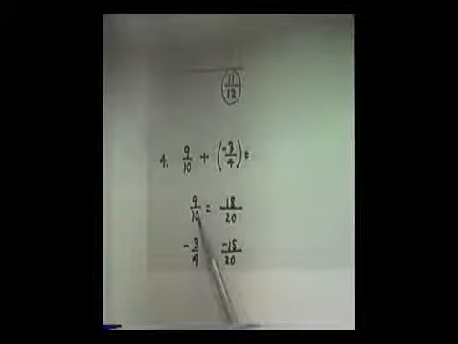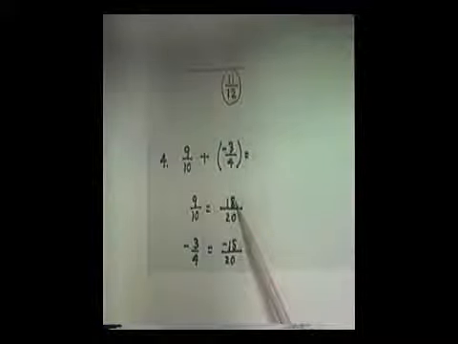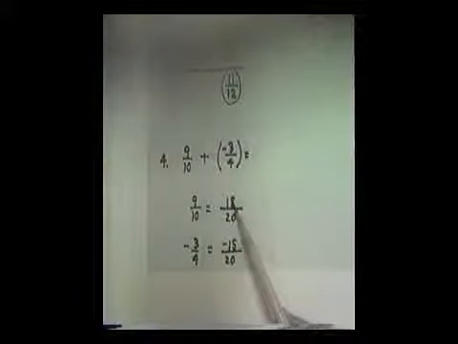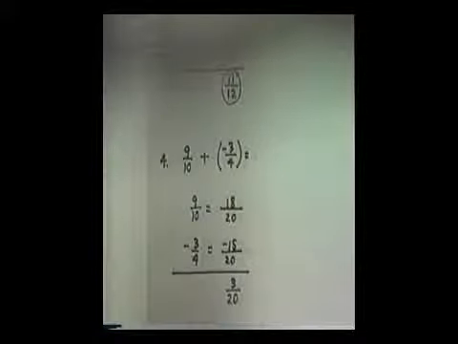9/10 plus -3/4. 9/10 becomes 18 20ths. -3/4 becomes -15 20ths. Now we can tell that 18 is greater in absolute value than -15. 18's absolute value is 18, -15's absolute value is 15, and since 18 is greater than 15, the greater absolute value is the positive number. We take the difference between these to get 3/20ths and keep the positive sign. So our answer is 3/20ths.